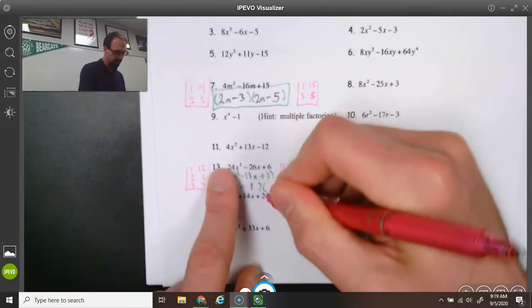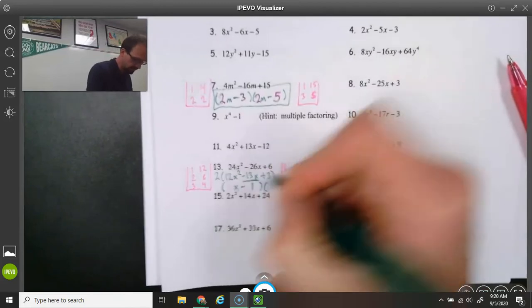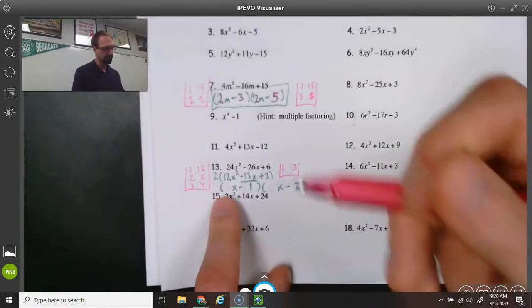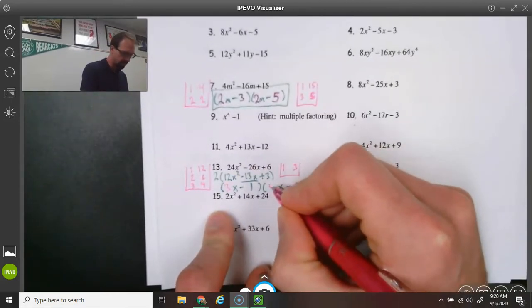Need to look at the right term. Neither one still worked. I'm going to underline this so I don't miss it. This is the one I'm checking, not the negative 26. Ooh. And then 3 and 4. So 3 here, 4 here.